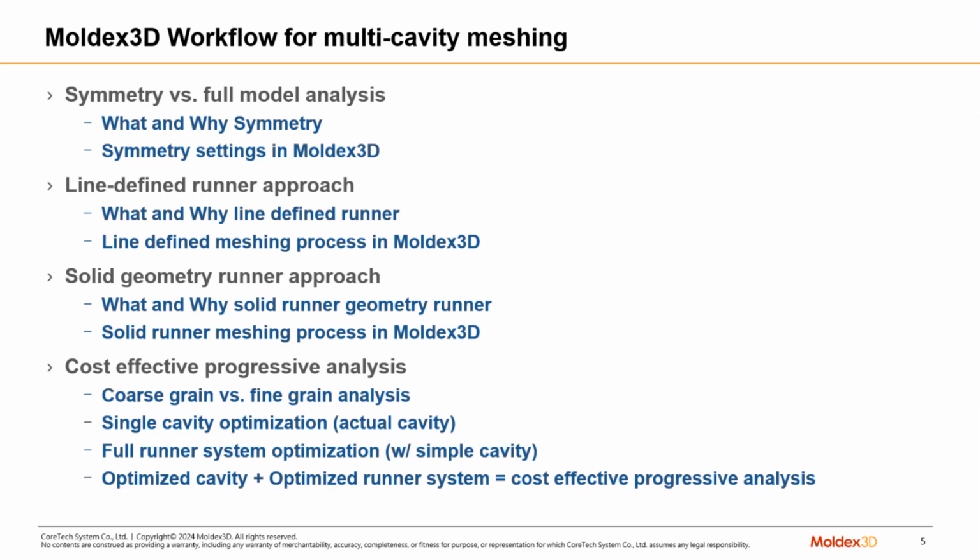And then we're going to talk about combining both of them: optimized cavity and optimized runner together for a complete, cost-effective progressive analysis. And it's going to be in progressive steps. First, we're going to run it on the part, and then we're going to go towards the runner, combine both of them to get our final analysis. But the overall idea is to save you time, energy, and resources when running these kinds of simulations.